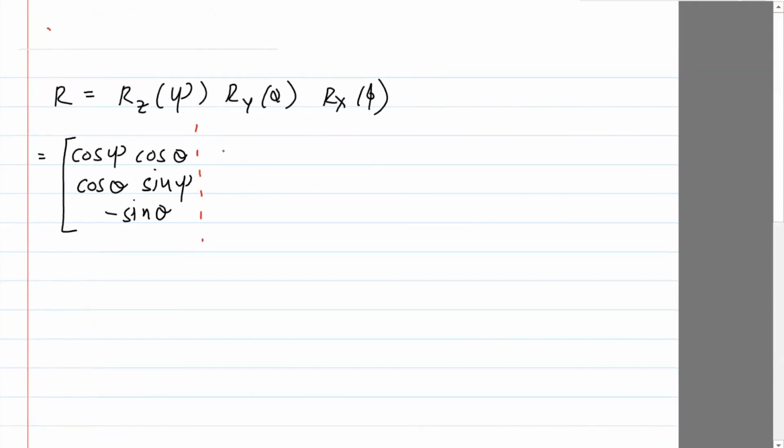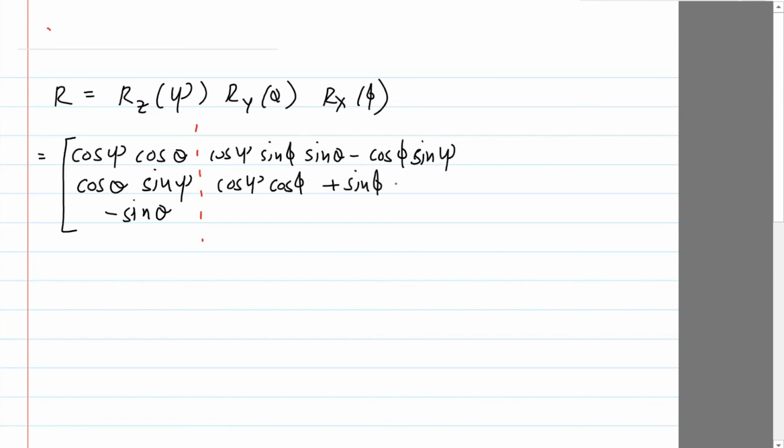Okay, now second column, it's more complicated. Cos psi, sine phi, sine theta minus cos phi, cos psi, sorry, sine psi, cos psi, cos phi plus sine phi, sine psi, sine theta, cos theta, sine phi. Okay, that ends the second column. You can see it's complicated.